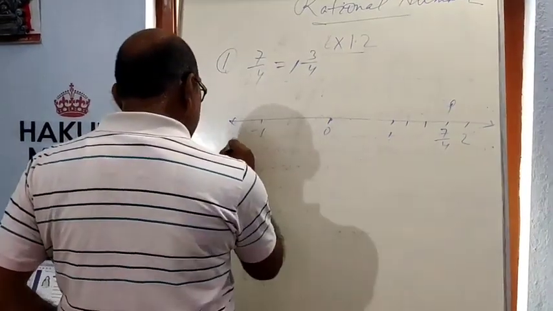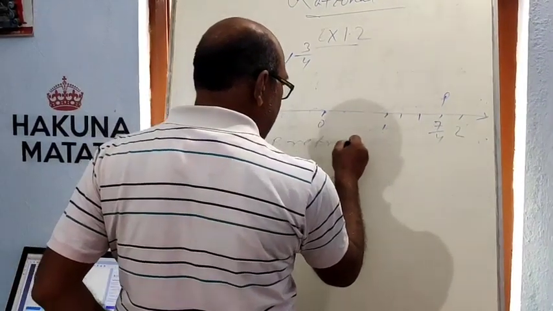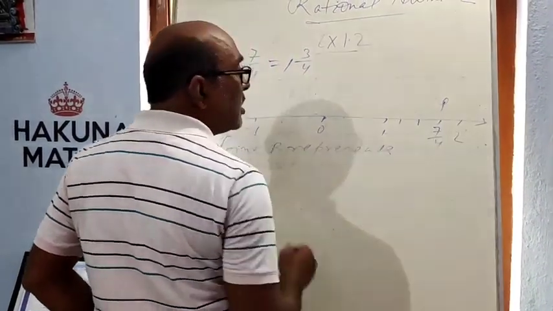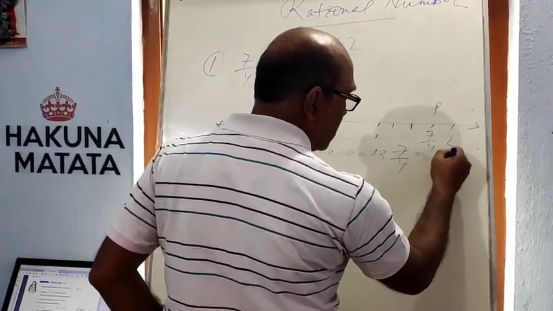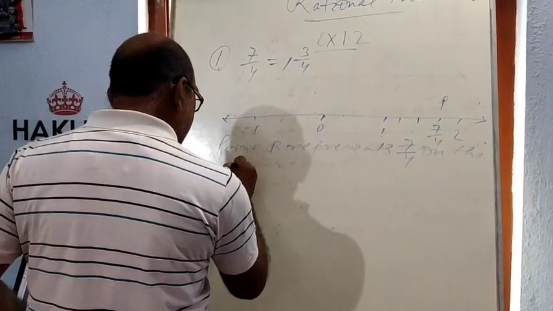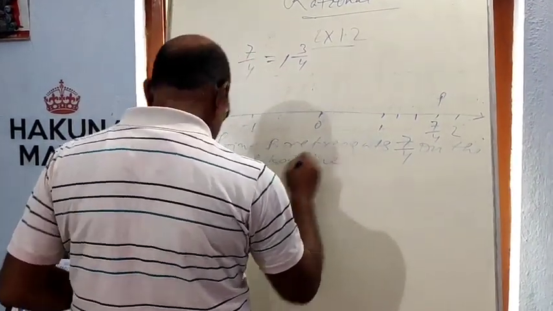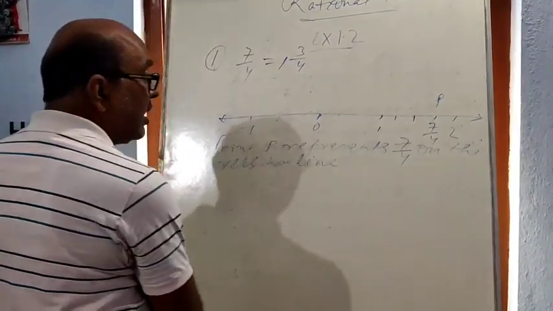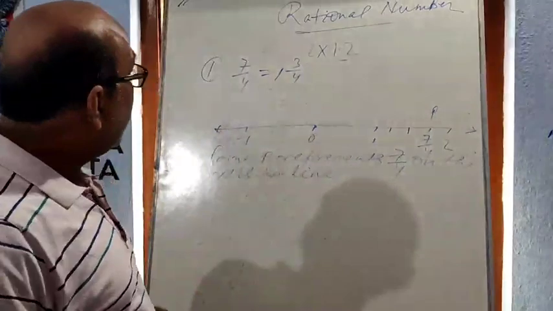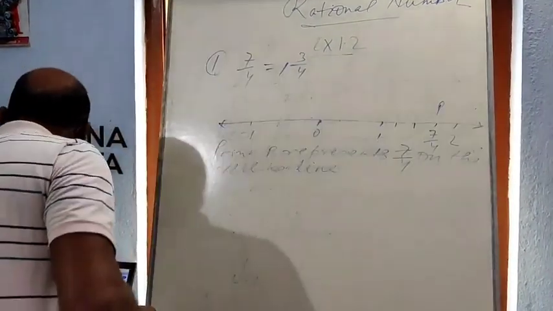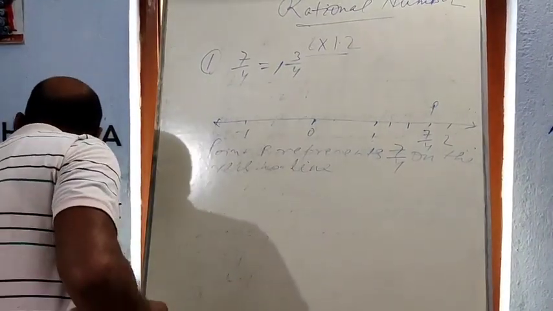Now point P represents 7 by 4 on the real number line. And the rest of question number 1 is for you to solve as homework. Now question number 2 is an easier question. Now come to question number 3.